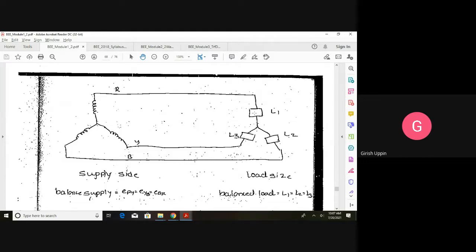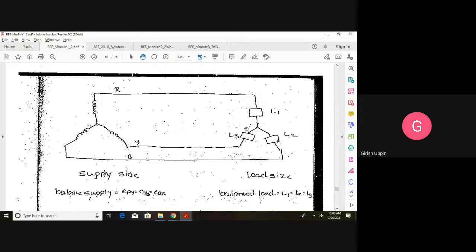It could be any kind of load. As we know, there are three types of loads: resistor, inductor, and capacitor. Any of these, or any combination of these three, is called a load. So let us say we have an RL load. Whatever impedance I get should be the same here. This should be RL, this should be RL, this should be RL, and all the impedances should be the same. Then we call it a balanced load.